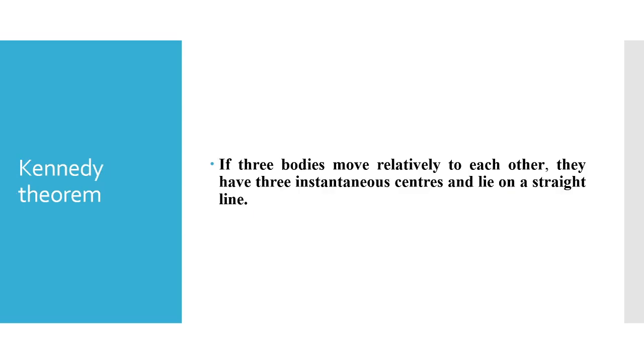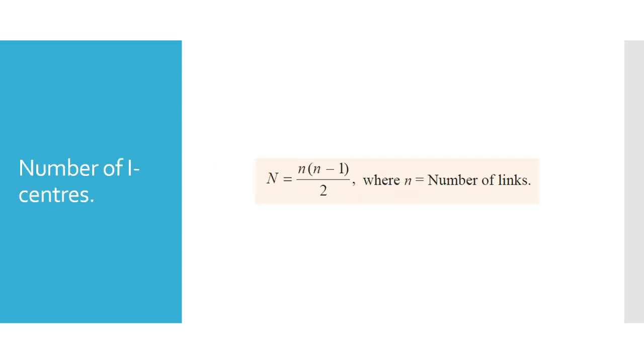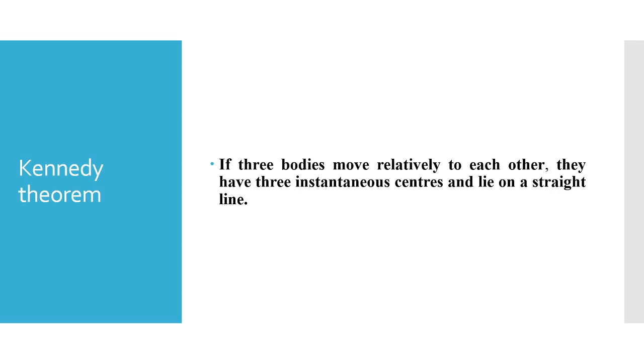Now a theorem useful for analysis and for determining the location of instantaneous centers is the Kennedy theorem. All these things are also important, please note down. If 3 bodies move relative to each other, and this relative motion is important because in a mechanism the motion is completely relative, one link moving relative to the other, that's why this theorem is important. If 3 bodies move relative to each other, they have 3 instantaneous centers, and they lie on a straight line. This is a theorem, so the proof is not required. If anyone wants the proof, they can ask me, then I will give it.